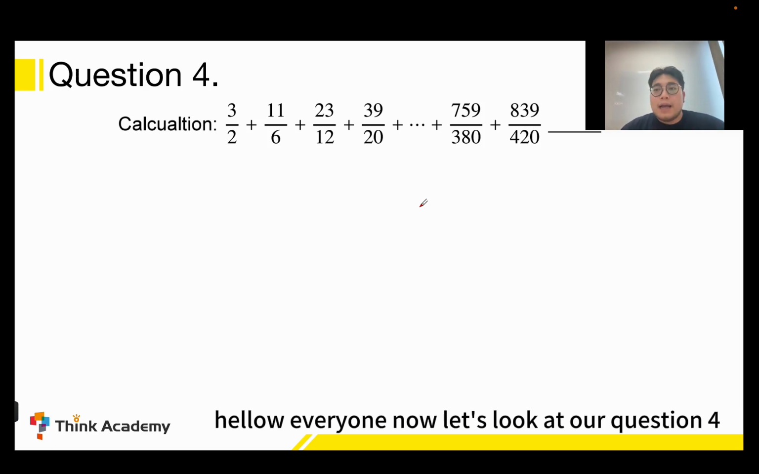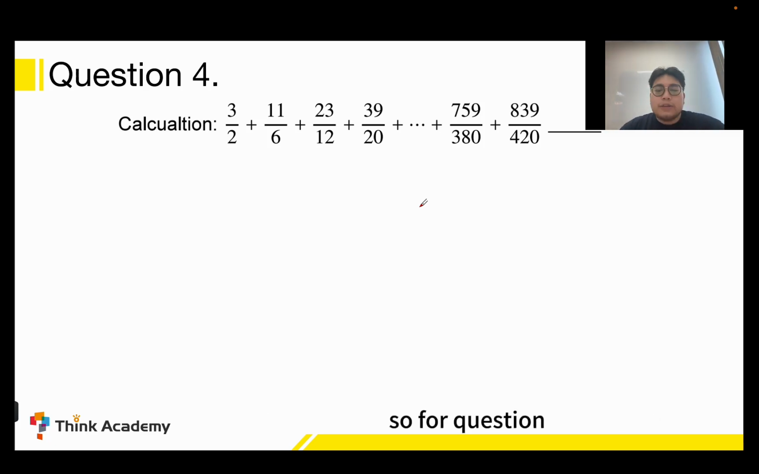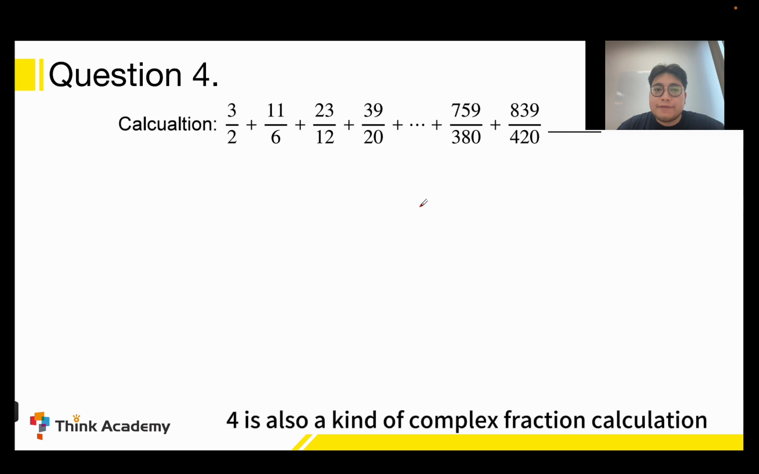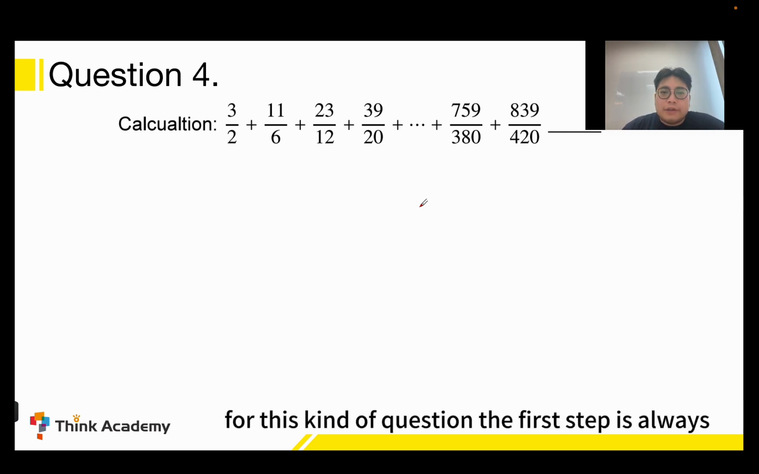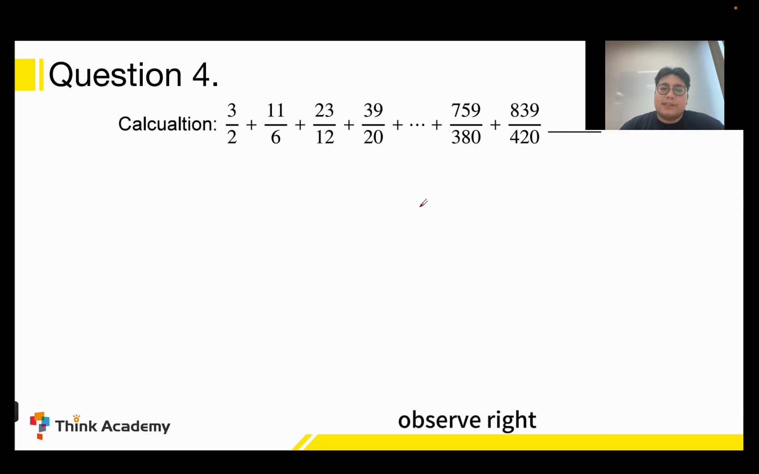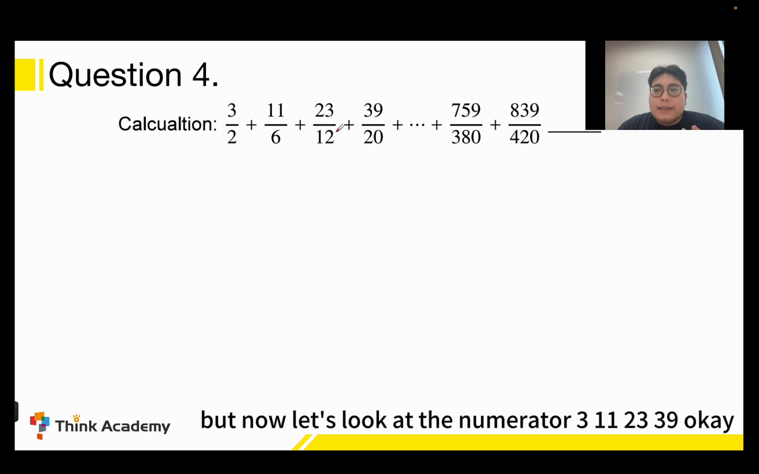Everyone, now let's look at our question 4. For question 4, it's also a kind of complex fraction calculation. First, remember, for this kind of question, the first step is always observe, right? After we observe, you see the denominator is 2, 6, 12, 20, 380, and 420. But now let's look at the numerator.